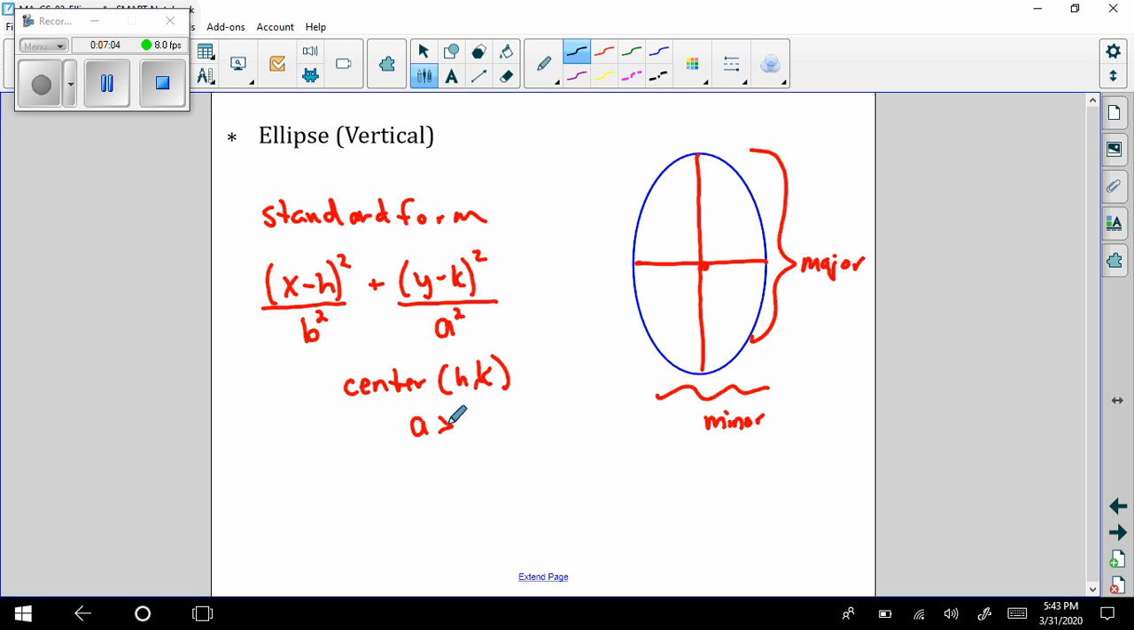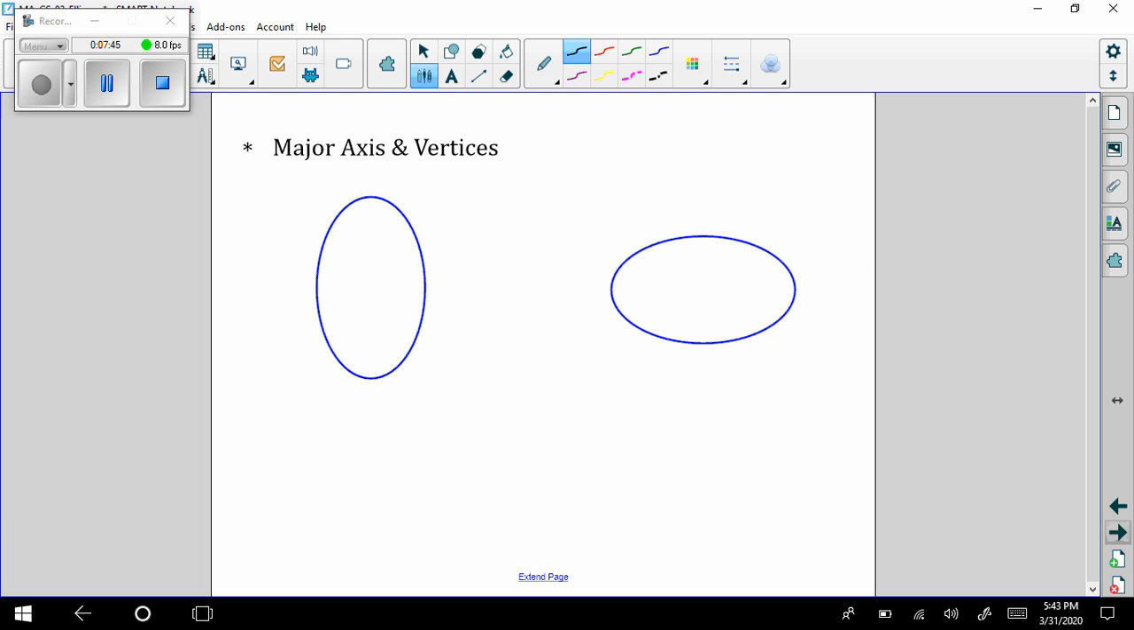A is greater than B. So since A is underneath my y-axis, this is my major, this is my minor. Okay, so real quick summary, look to see which denominator is the largest. The largest denominator, if it sits under the y term, then you have a major axis that's vertical. If it sits under the x term, then you have a major axis that's horizontal. Okay, so there's the number one characteristic that you look at.